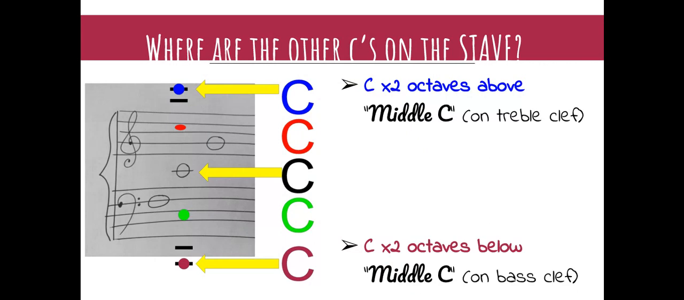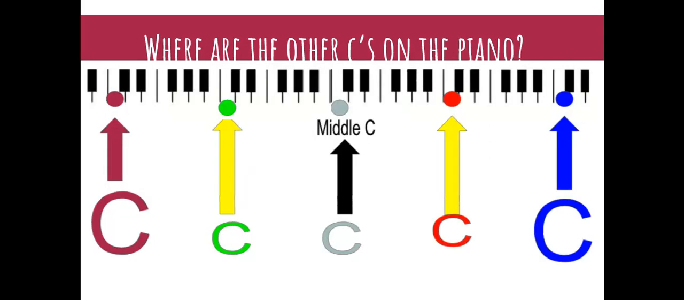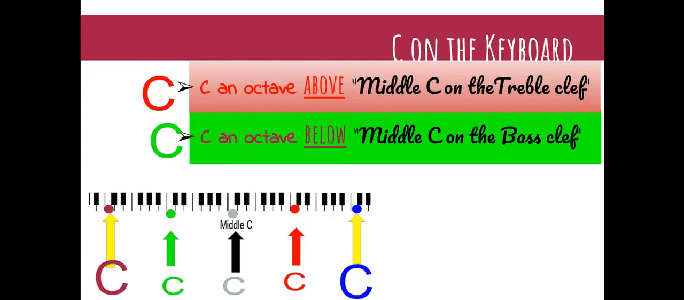So in the bass clef, we've got this little C which is drawn in purple. It's on the second ledger line below the bass clef, and that's going to be a C which is two octaves below middle C. So I've got a nice little diagram here on the piano keyboard for you, using similar colours.